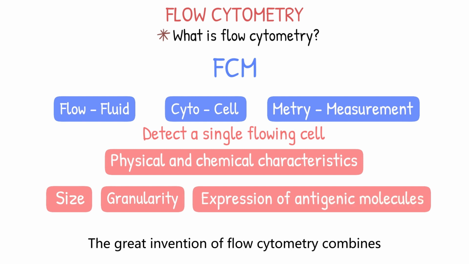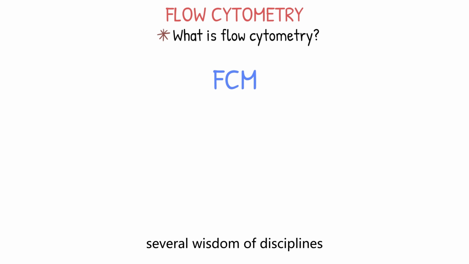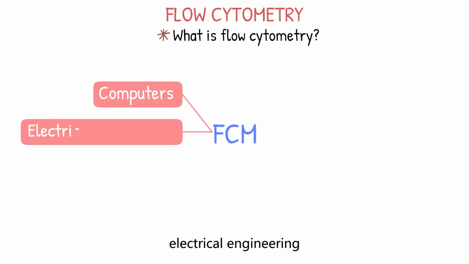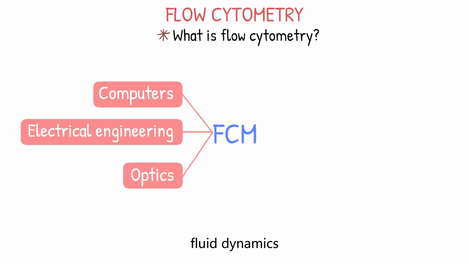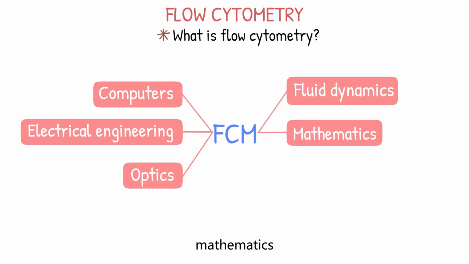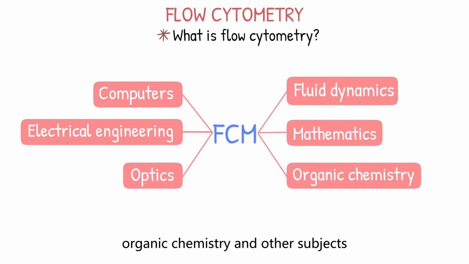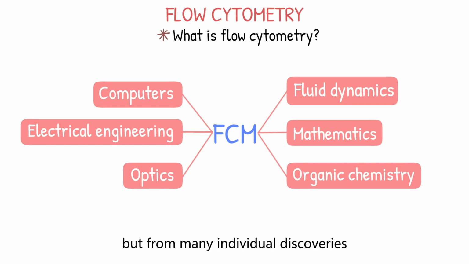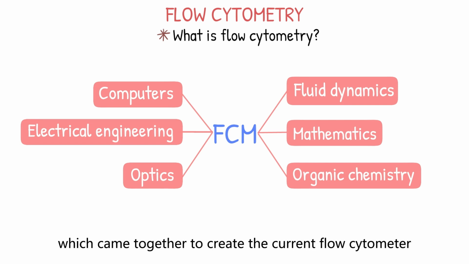The great invention of flow cytometry combines several wisdoms of disciplines in a clever blend of computers, electrical engineering, optics, fluid dynamics, mathematics, organic chemistry, and other subjects. So its invention did not originate from one brilliant idea of a sole scientist, but from many individual discoveries, which came together to create the current flow cytometer.